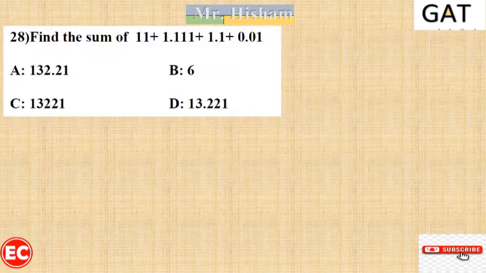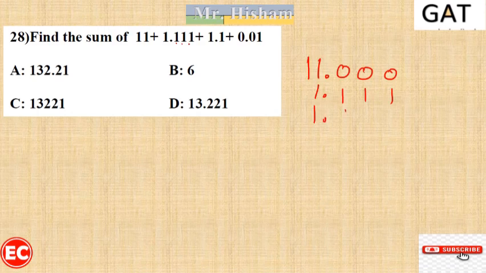Question 28. Find the sum of 11 plus 1.11 plus 1.1 plus 0.01. I prefer if you can write it as 11.000, as I have 3 digits, and then 1.111, and then 1.1, and then 0.01.